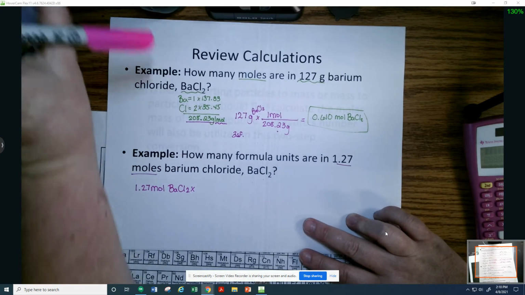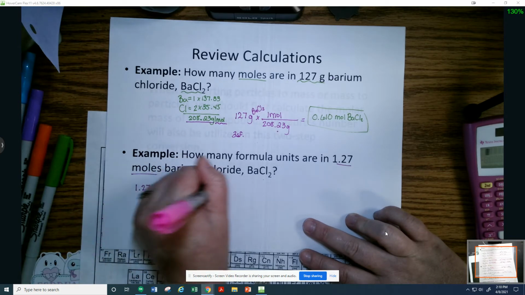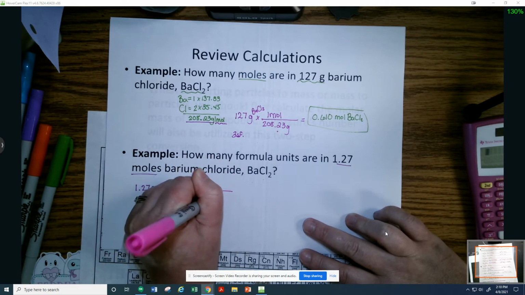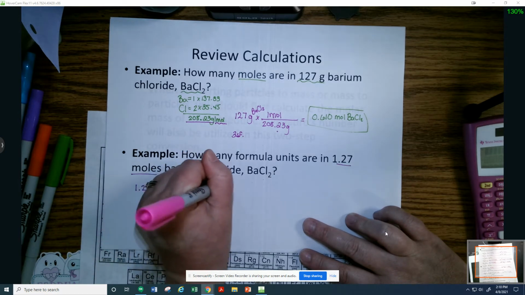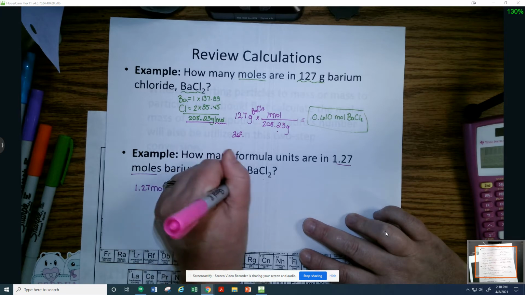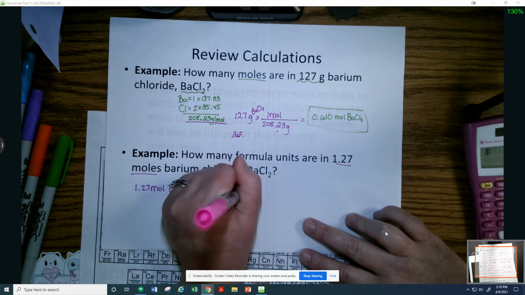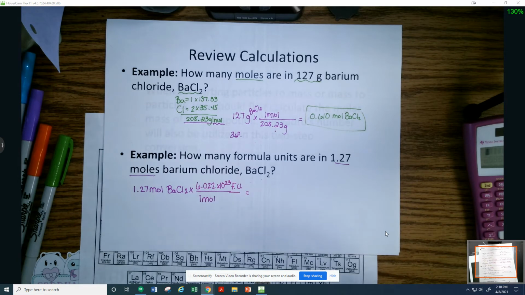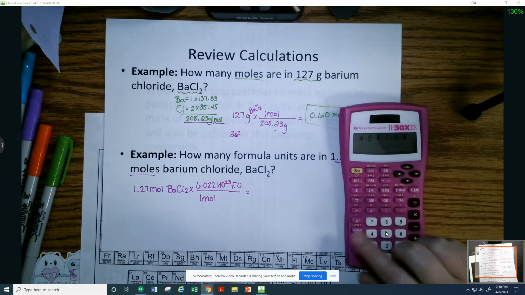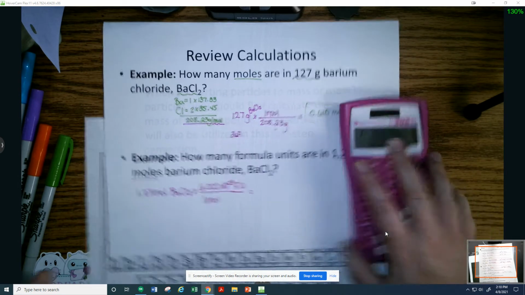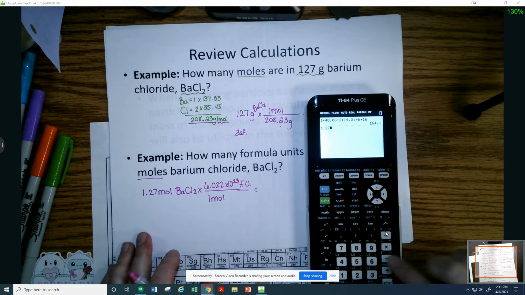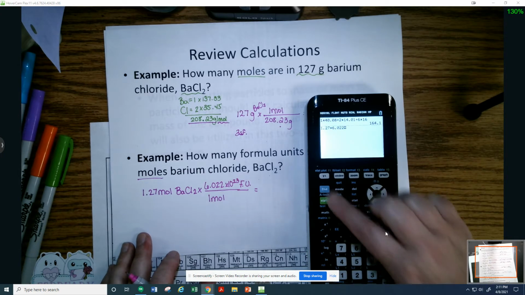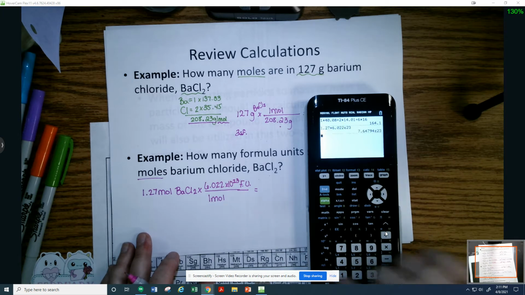So again, when you're setting this up, my given is moles. Therefore, the denominator is 1 mole. My numerator is Avogadro's constant. And formula units have a classy abbreviation of FU. Multiplying to solve, and I'm going to get this calculator out of my way. I really want to use this one. So again, we're going to take 1.27 times 6.022. I'm using that EE function by doing second comma, 23.